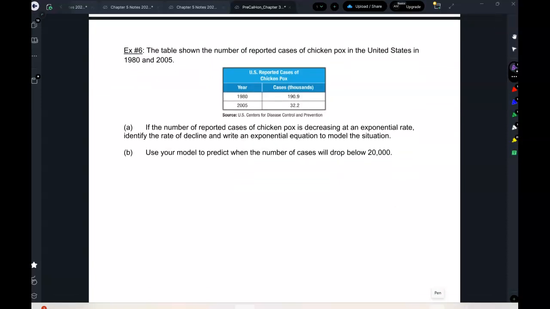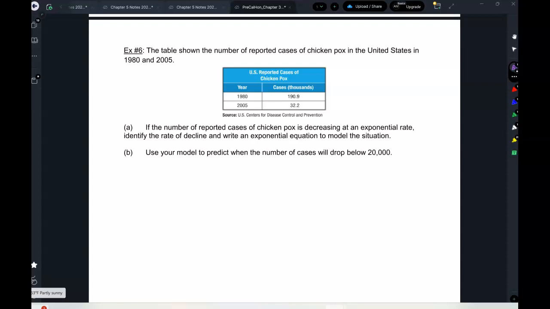So this table shows the number of reported cases of chickenpox in the United States in 1980 and 2005. Very interesting data. Hopefully it went down. Did it? Ooh, it looks like it did. Look at what vaccinations will do. Okay, but I digress. The number of reported cases of chickenpox is decreasing at an exponential rate. So we need to identify the rate of decline and write an exponential equation to model it.